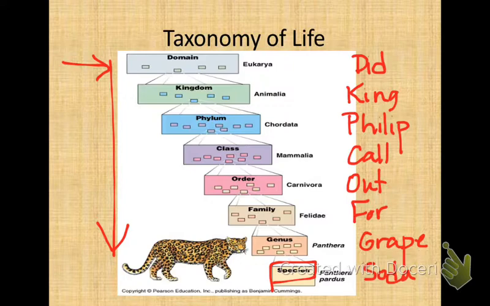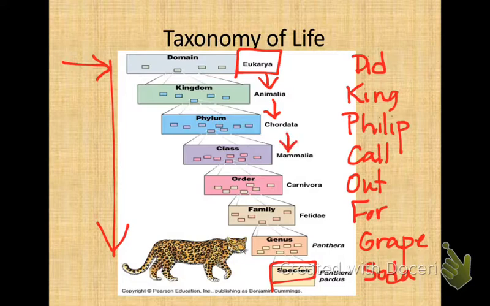So you can see with the example of the panther that's given here, the domain is Eukarya, and that is any organism that has a eukaryotic cell. So you can see that that would be a very broad category. Anything that's eukaryotic, that's plants, that's animals, anything that has a eukaryotic cell that has a nucleus and organelles within it. Then it also falls into the kingdom Animalia. This is all of the animals. Then it's going to fall into the phylum Chordata, which is the animals that have spinal cords.